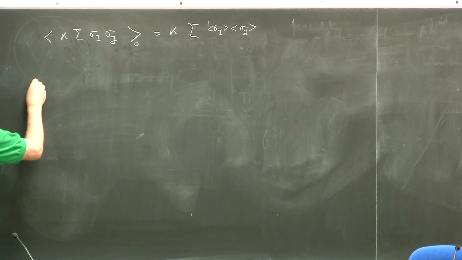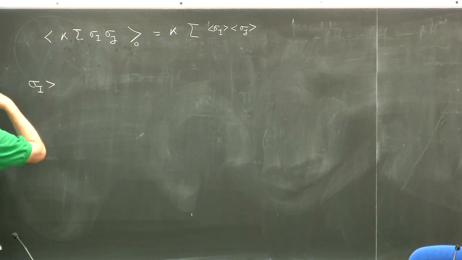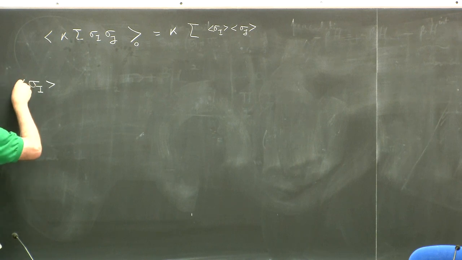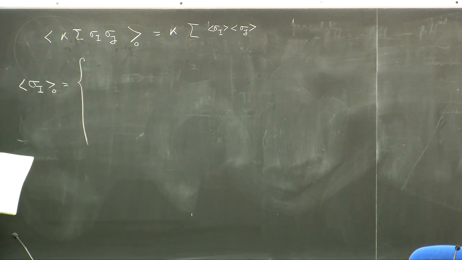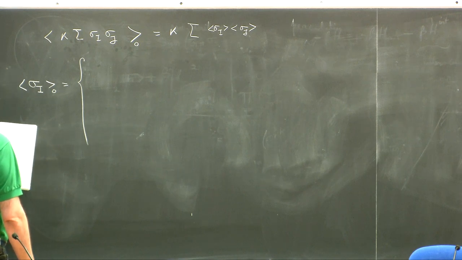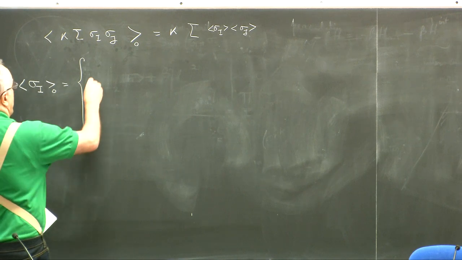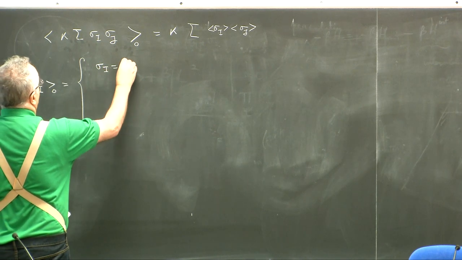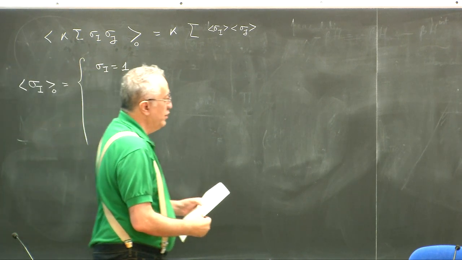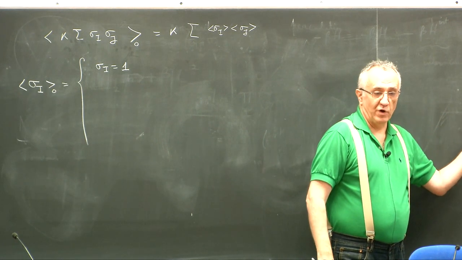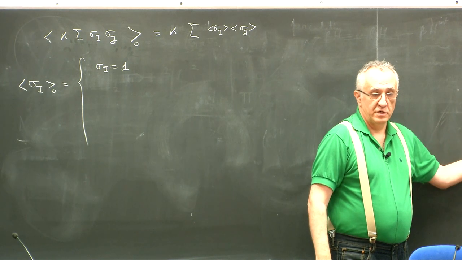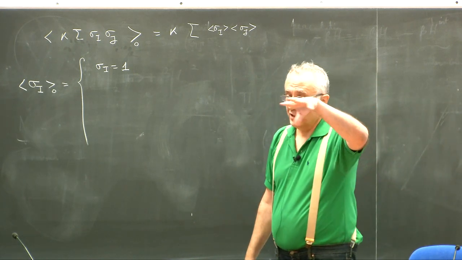So what I therefore need to calculate is sigma I, averaged over H0. And this is what it comes out to be. If sigma I is equal to 1, I go and look at the table which I rubbed off and see, where does sigma I equal to 1 for which combinations? And then calculate that combination.